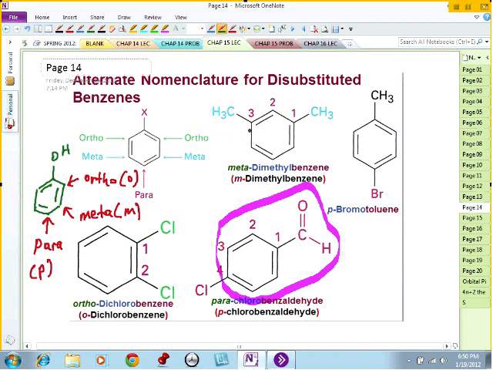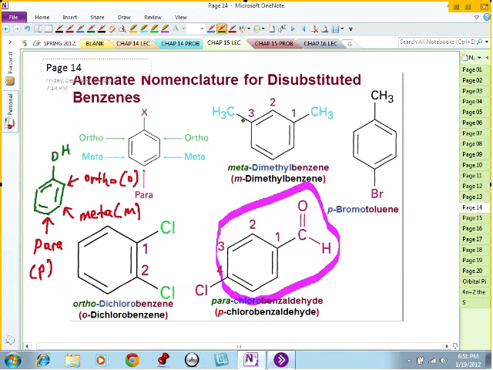How do we know it's meta? Because they are in a 1-3 relationship to each other. The metas are always 1-3 relationship to each other: position 1, position 2, position 3. Okay, very good. Now, before we leave chapter 15, let's do a few problems.